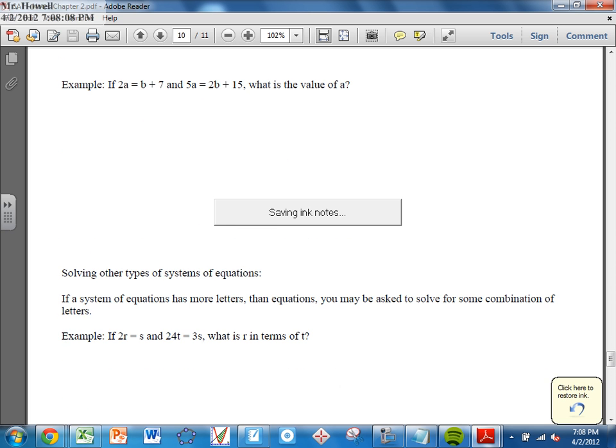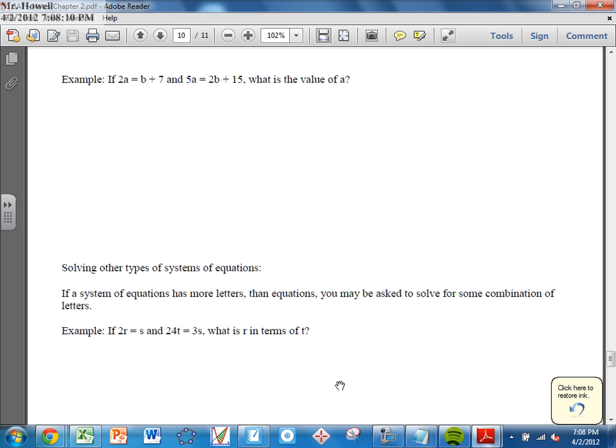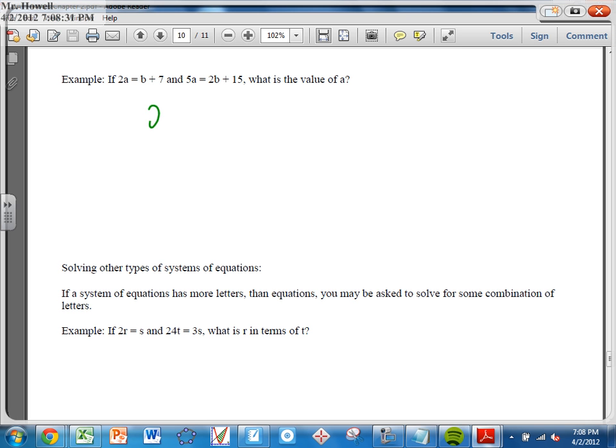All right, next example. If 2a is equal to b plus 7 and 5a is equal to 2b plus 15, what is the value of a? All right, looking at this problem, my first thought is this. I need to get rid of b. So theoretically, I could use the substitution method here. But personally, I would not use substitution. I would use elimination. I would start by listing. So I've got 2a equals b plus 7, and 5a is equal to 2b plus 15.